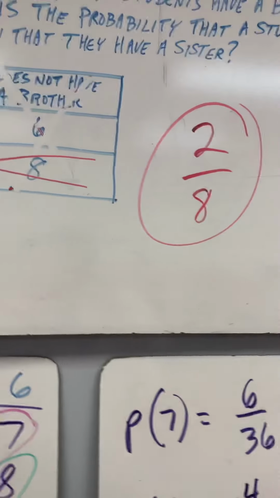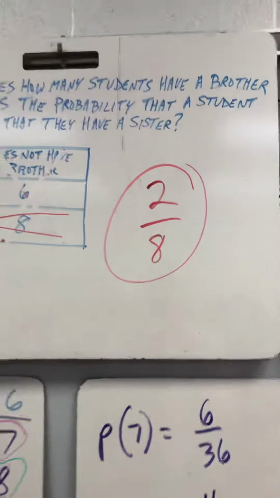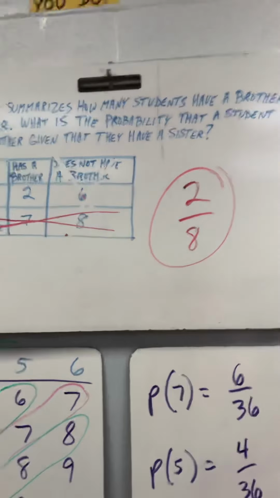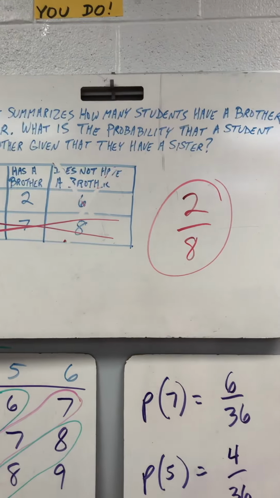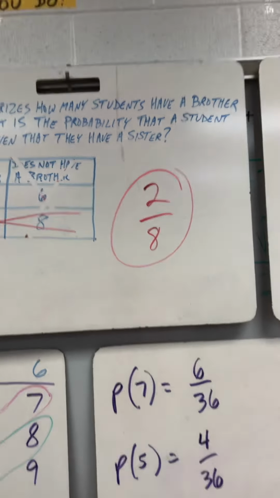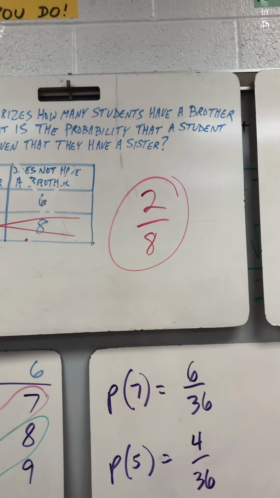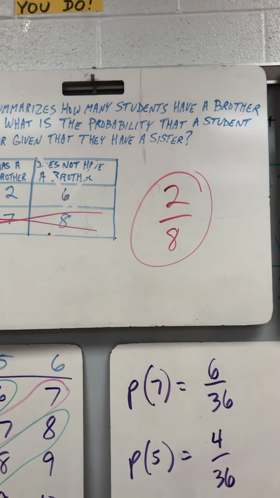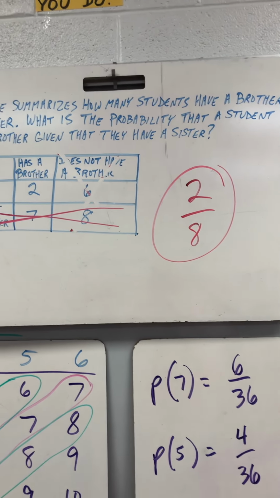2 out of 8. And by the way, if you're doing a Delta Math assignment today, you don't actually have to reduce that. You could write it as 2 over 8. If you write it as 1 over 4, it's also correct. They're taking both answers. Okay?